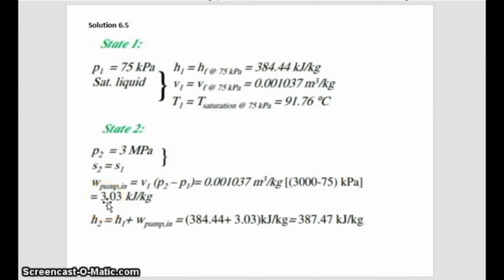When you have this value of pump work, you also know that pump work is equal to h2 minus h1. So from here, h2 will be 387.47.